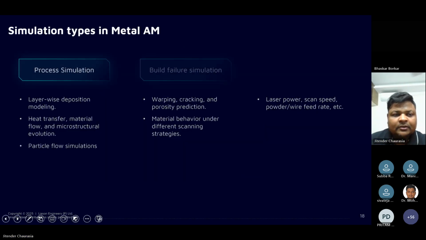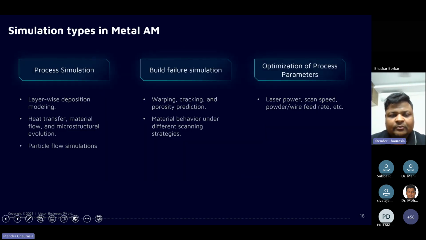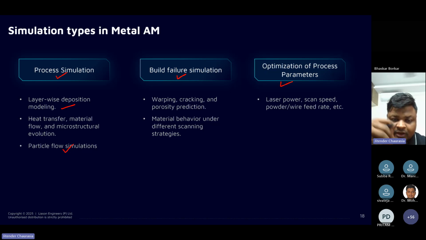All right. So there are three types of simulation when it comes to metal AM techniques. One is the process simulation, build failure simulation, and optimization simulation. Layer-wise layer deposition modeling, I will show you one example moving forward. Particle flow simulation, how the particles are falling, whether after hitting they are not going away. So how much you are throwing, what is the particle size effect. These are all things you can simulate. Heat transfer, material flow, microstructure evolution. I'll just show you some of the examples I have done in the past.